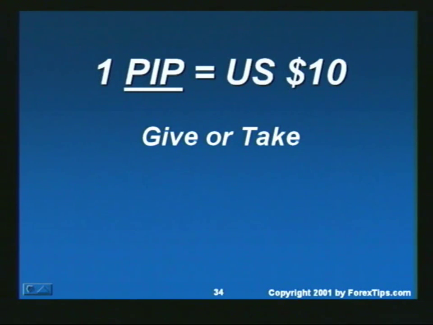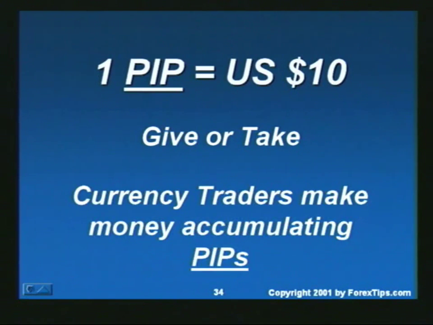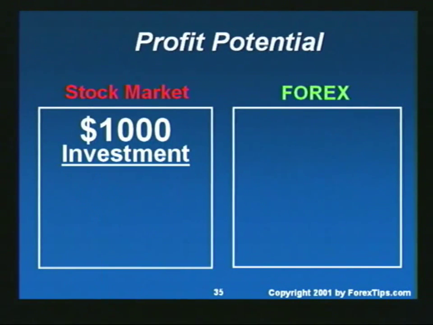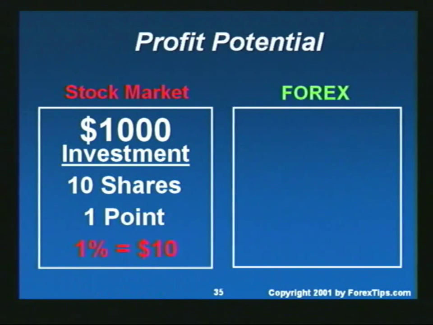For demonstration purposes, we're going to go 1 pip equals $10 approximately. Currency traders make money accumulating pips. Now once again, for a quick review, if you had a $1,000 investment in the stock market, you purchased 10 shares at $100 a share, it moved 1 point, you would make $10 because you owned 10 shares at $100 a share. That is a 1% return.